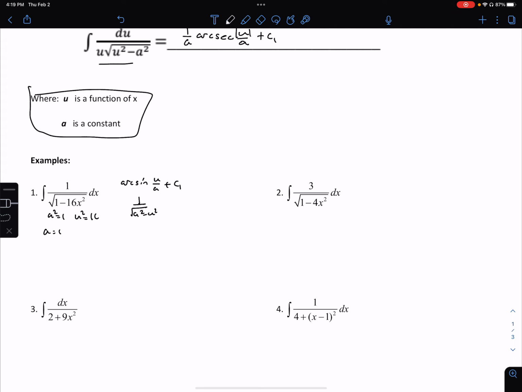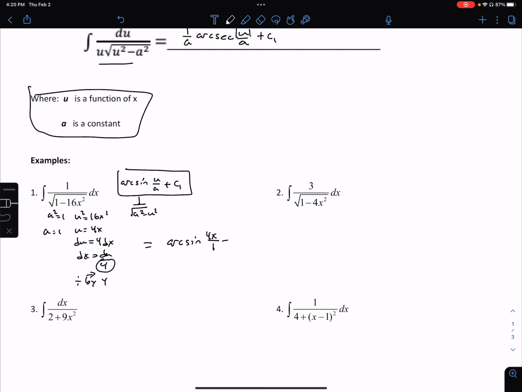My u squared is 16x squared. My u then, if I take the square root, because I need u, is 4x. Now, because this is actually a u substitution, I have to think. This becomes du equals 4 dx, so dx is du over 4. What this is telling us is that we have to divide our answer by 4. So my answer, I'm going to use my rule here, is arc sine of u, which we said is 4x, over a, which is 1, plus c1. Now the only thing I need to add is that 1/4, and there's our answer.